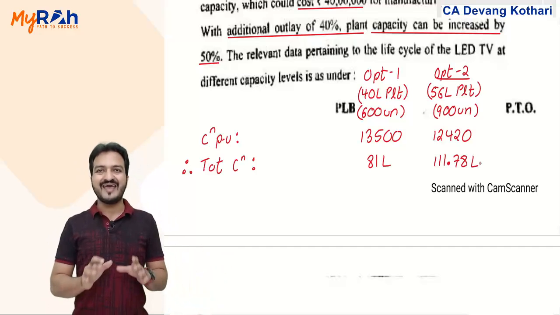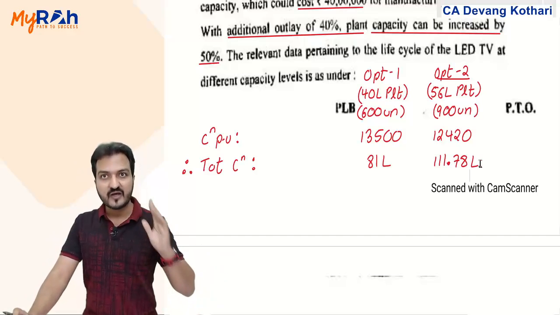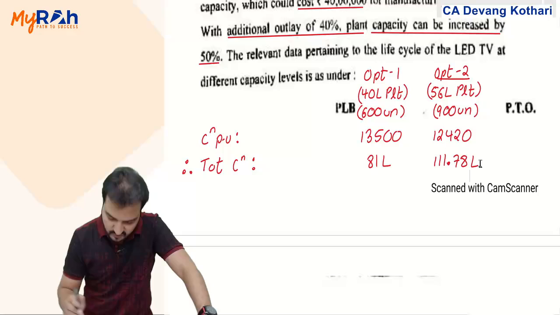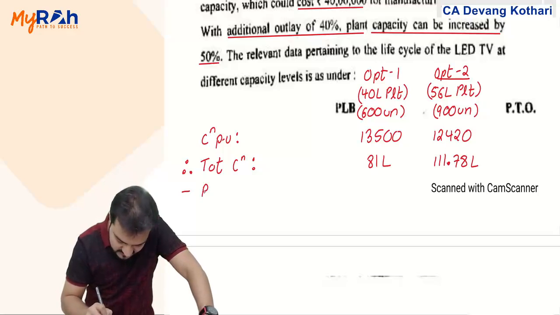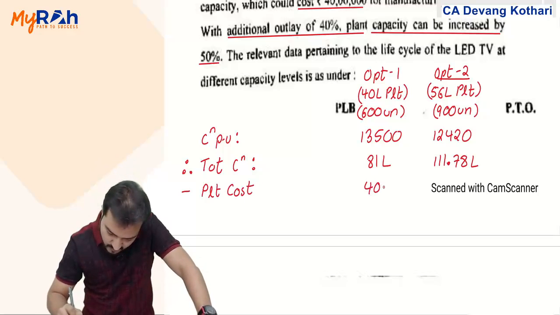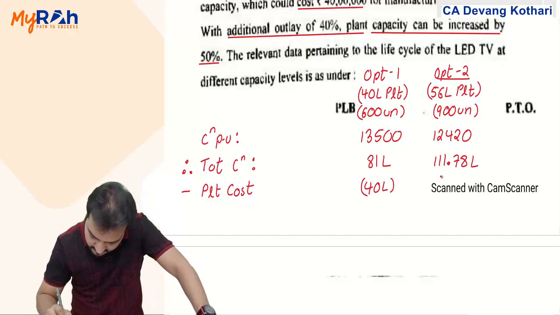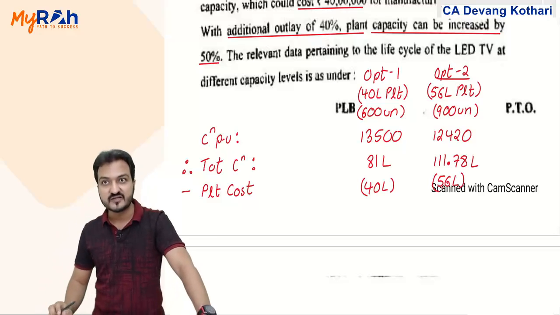And are you given any fixed cost per annum? No, forget it. Directly find lifetime profit. So from this, minus the plant cost. For option 1, you will have to spend 40 lakhs in purchasing the plant. Option 2, you spend 56 lakhs in purchasing the plant.